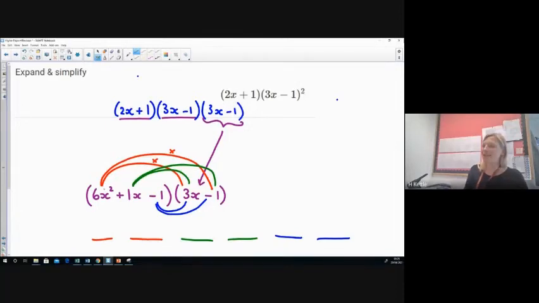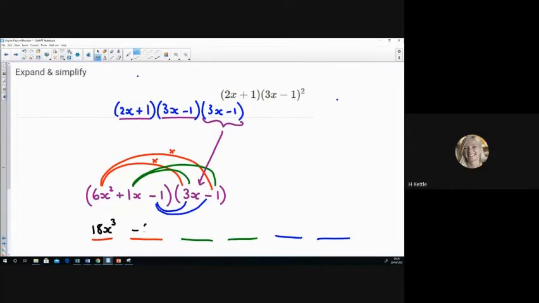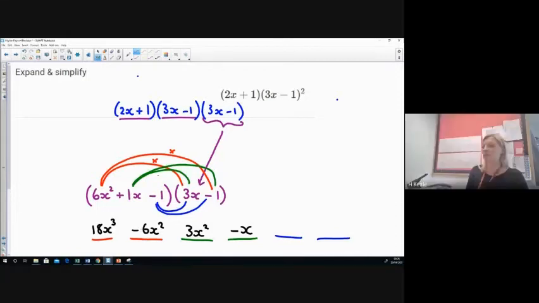So 6x squared times 3x is 18x cubed. Then 6x squared times minus 1 is minus 6x squared. So I've done the red ones. Looking at the green ones, we've got 1x times 3x, which is 3x squared. 1x times minus 1, which is minus x. I'm just going to put minus x instead of minus 1x. And then minus 1 times 3x is minus 3x. And minus 1 times minus 1 is plus 1.